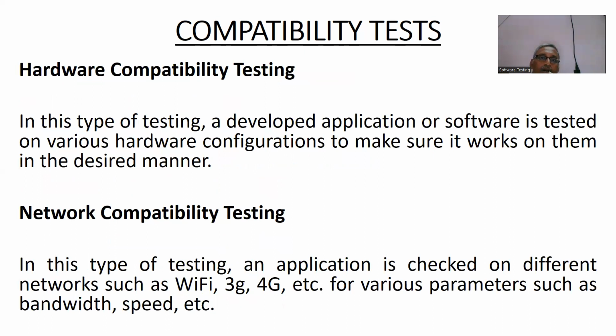First one, hardware compatibility testing. In this type of testing, the developed application or software is tested on various hardware configurations to make sure it works on them in the desired manner. Network compatibility testing. In this type of testing, an application is checked on different networks such as Wi-Fi, 3G, 4G, etc. for various parameters such as bandwidth, speed, etc.